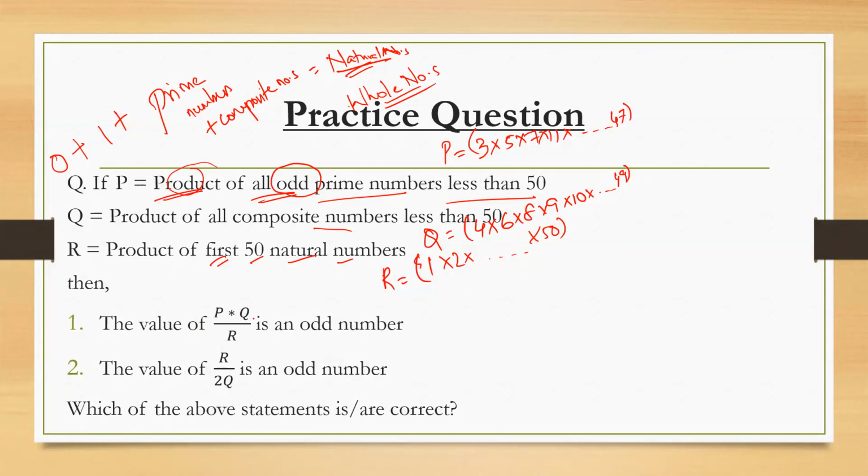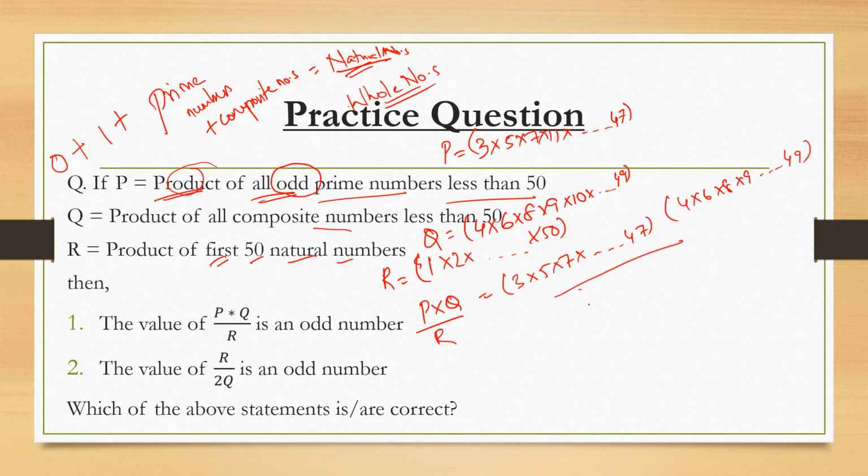Now this is the question that is asked, that is P into Q by R. So when you write this in proper format, what do you get? You get P is nothing but 3 into 5 into 7, and like this it will go till 47. What is Q? Q is nothing but 4 into 6 into 8 into 9, it will go till 49, divided by R. R is nothing but 1 into 2 and will go till 50.